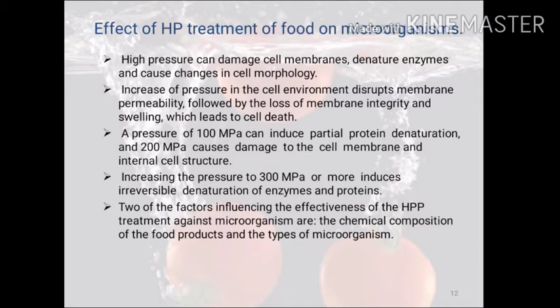A pressure of 100 megapascals can induce partial protein denaturation, and 200 megapascals can cause damage to the cell membranes and internal cell structures. Apart from this, increasing the pressure to 300 megapascals or more induces irreversible denaturation of enzymes and proteins. The two important factors influencing the effectiveness of high-pressure processing treatments against microorganisms are the chemical composition of the food products and the types of microorganisms. So these are the brief effects of high-pressure treatment of food on microorganisms.